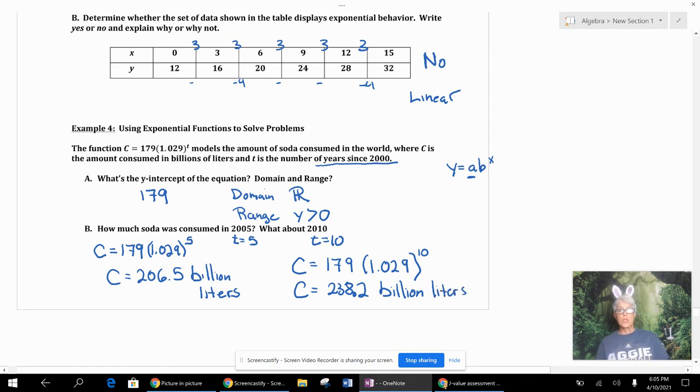So you can see the equations are pretty easy as long as you remember what the a and the b and the x are. Good luck.